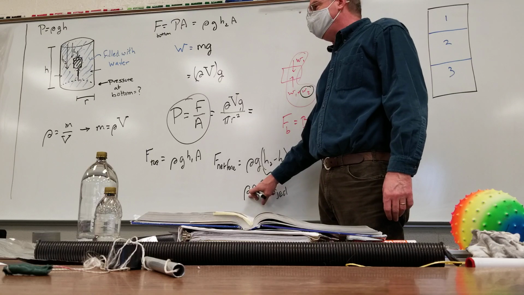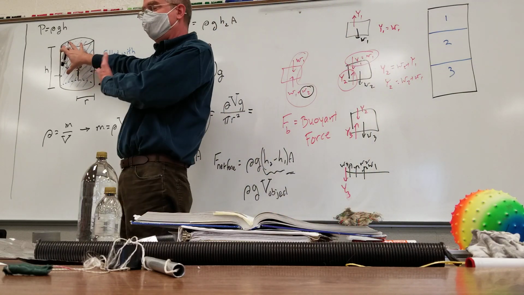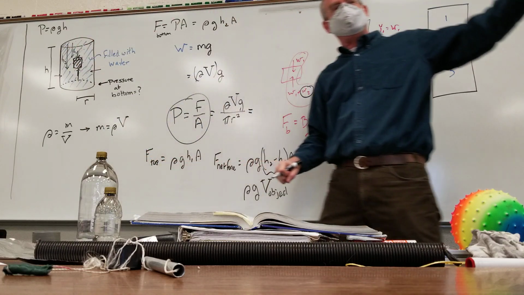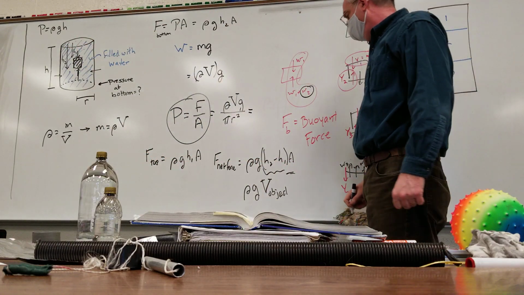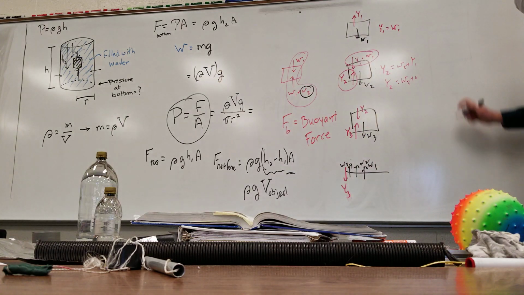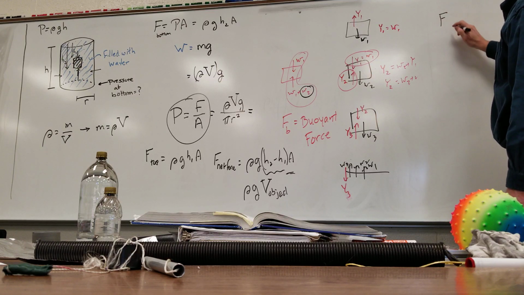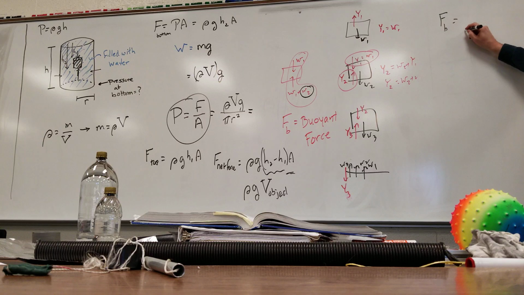So this is the density right here. This rho is the density of the fluid. Water in my example here, water in what you did on Friday. So we have a formula for buoyant force. Let's just say F sub B is equal to the density of the fluid times the acceleration due to gravity times the volume of the object that is in that fluid.